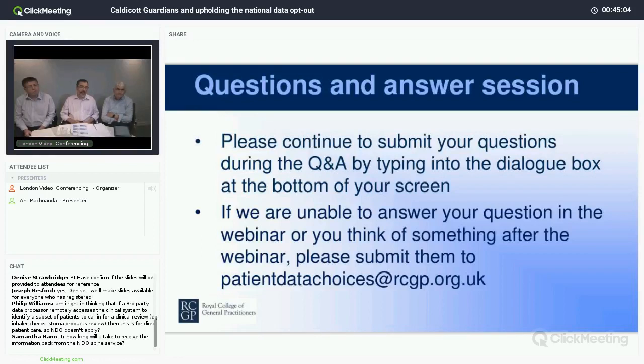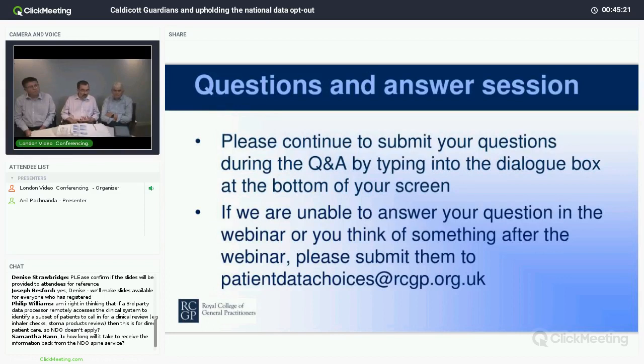So if you've got somebody monitoring, as you say, stoma product reviews, inhaler checks, diabetes reviews, all of that is individual patient care and is not covered by the national data opt-out.